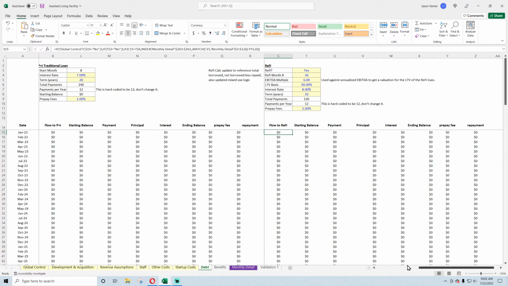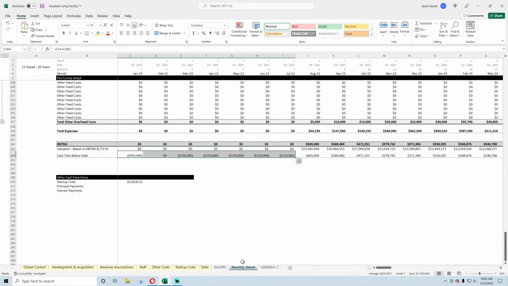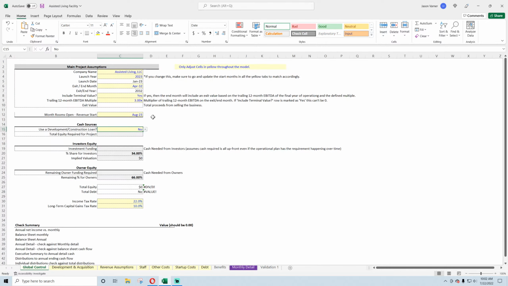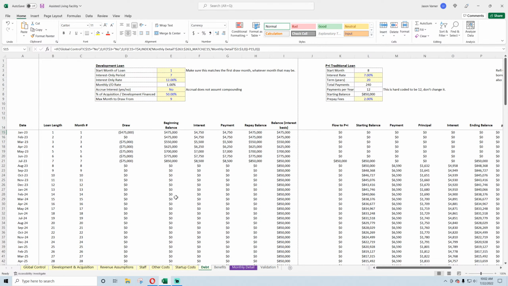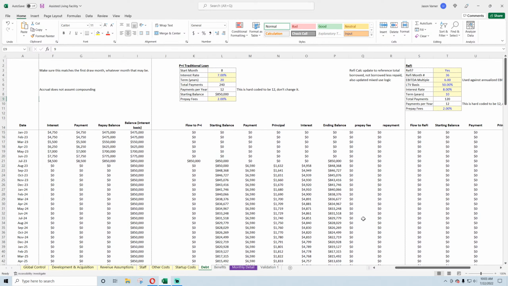You can see here if you hit no, nothing goes to here, and your whole cash flow requirement will just be coming from equity. But if you hit yes, you can see here, there's now going to be draws based on a percentage of the acquisition or development cost financed. What's the max amount of months you're going to draw from? Then once the interest only period's over, it starts with a regular P&I. And then here's the fix.